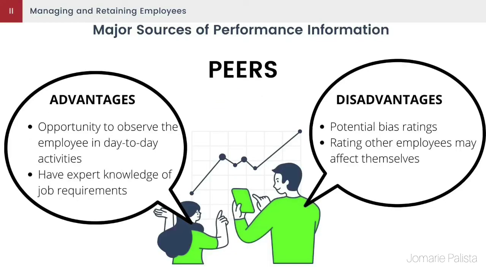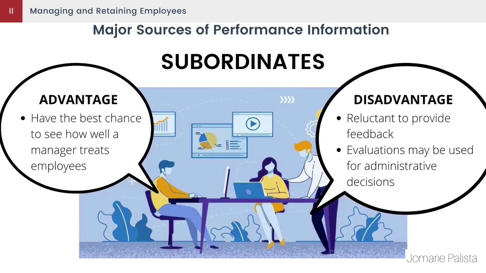The second source is your peers or coworkers. They are a great source of information about your performance because they have the most opportunity to observe your day-to-day activities and they have knowledge of job requirements. An obvious disadvantage for this source is the potential to bias ratings and when peers get uncomfortable with rating other employees.